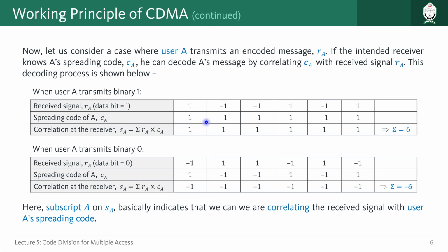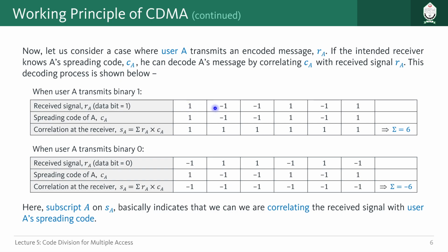So that is written here, and we know this C of A should be correlated with R of A to extract the information transmitted from our user A. So what is correlation? Basically we have to first multiply R of A with C of A, then sum up for the whole duration of the period, right? Period of the whole spreading sequence, right?